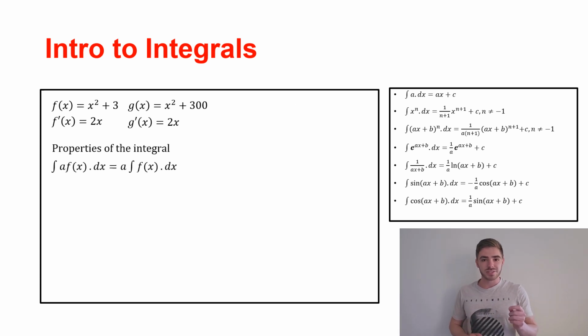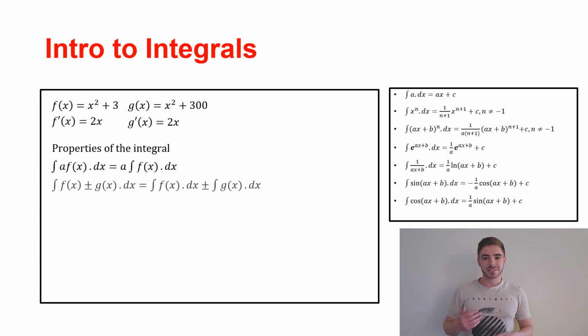Firstly, if your function has a coefficient, then you can take that coefficient on the outside of the integral. And lastly, if you're trying to find the integral of an addition or subtraction of two functions, then you can instead find the integral of each function individually and then just sum the results up.